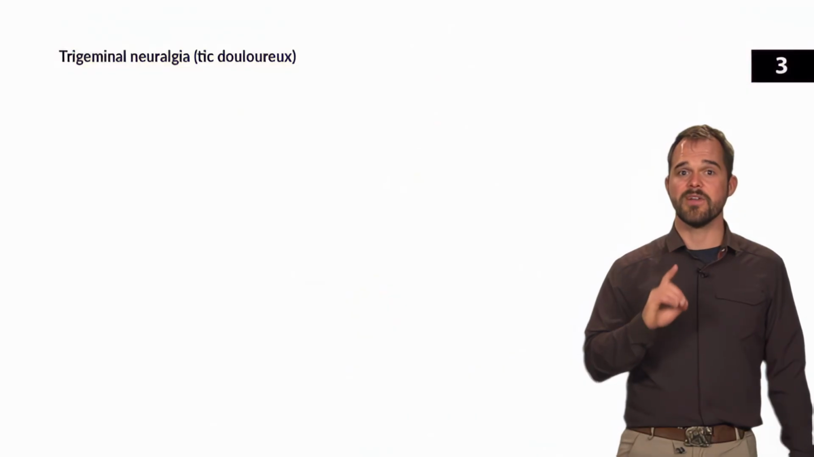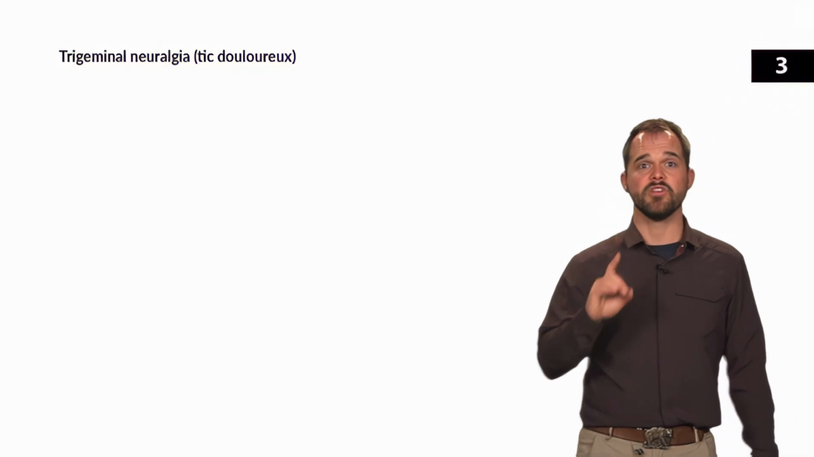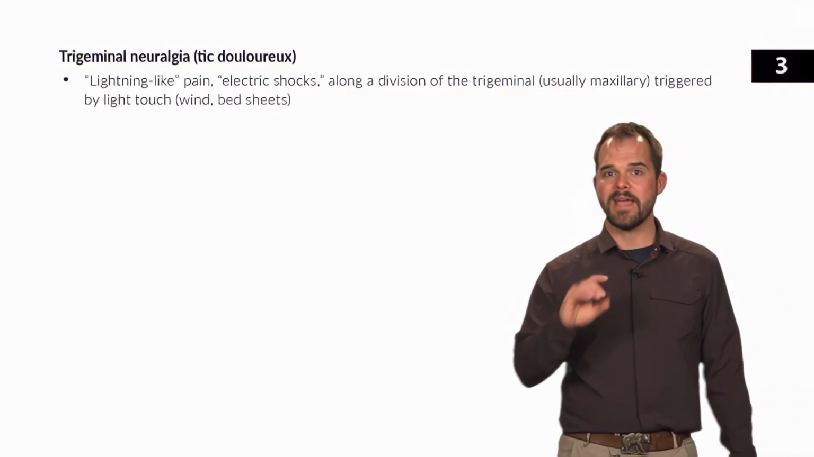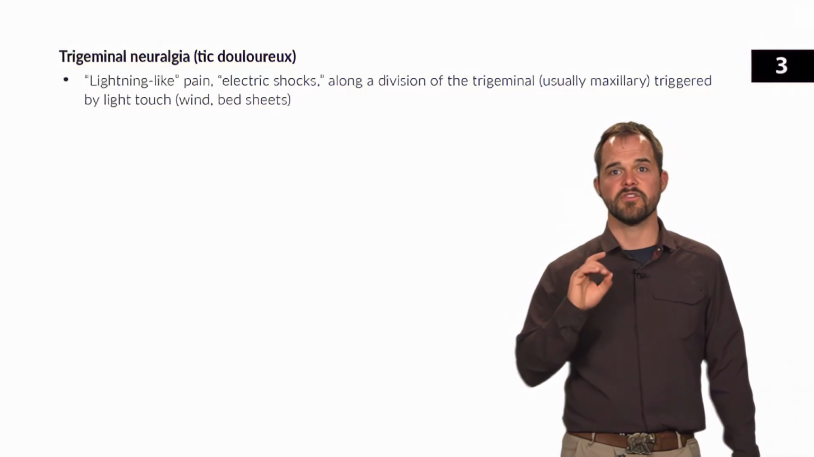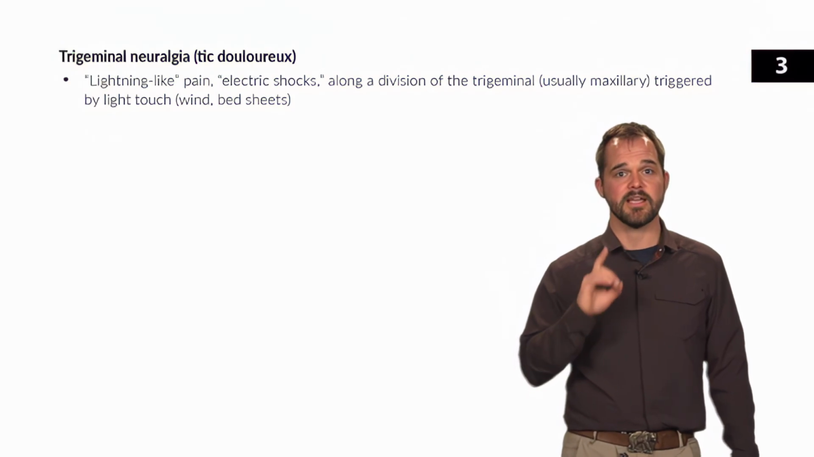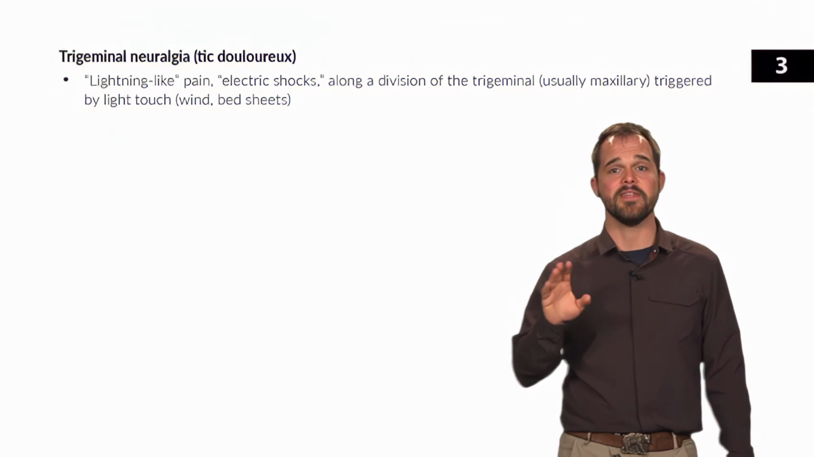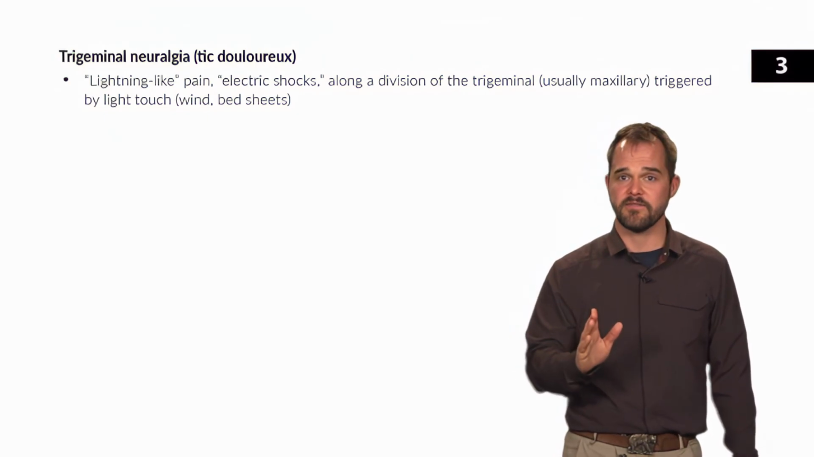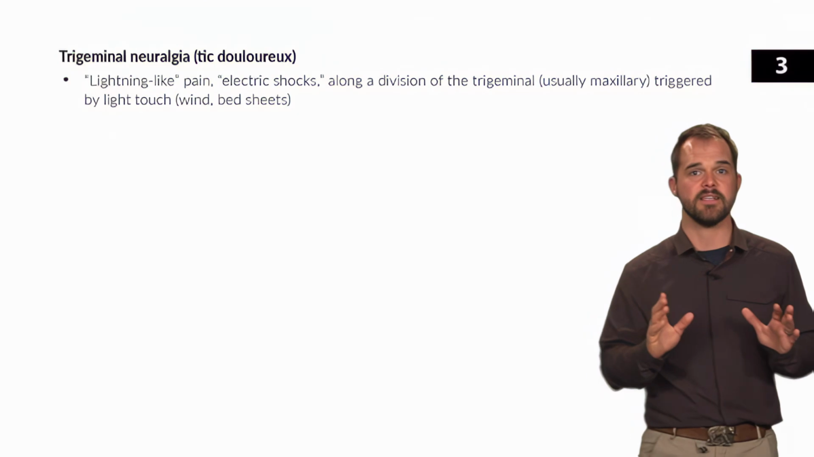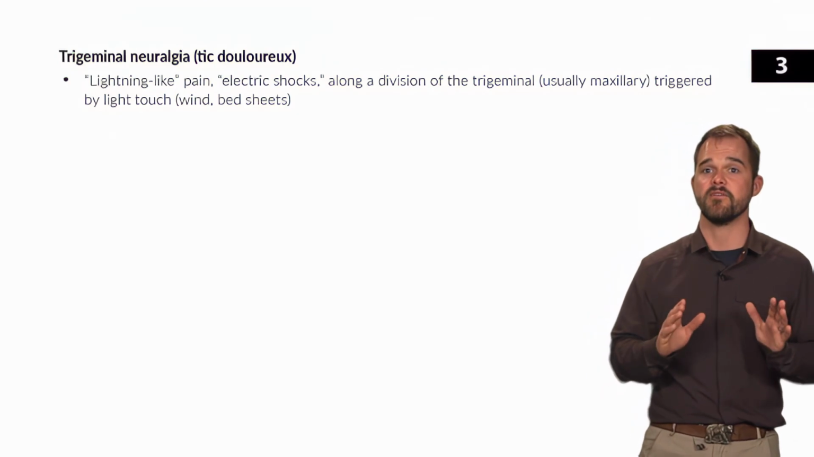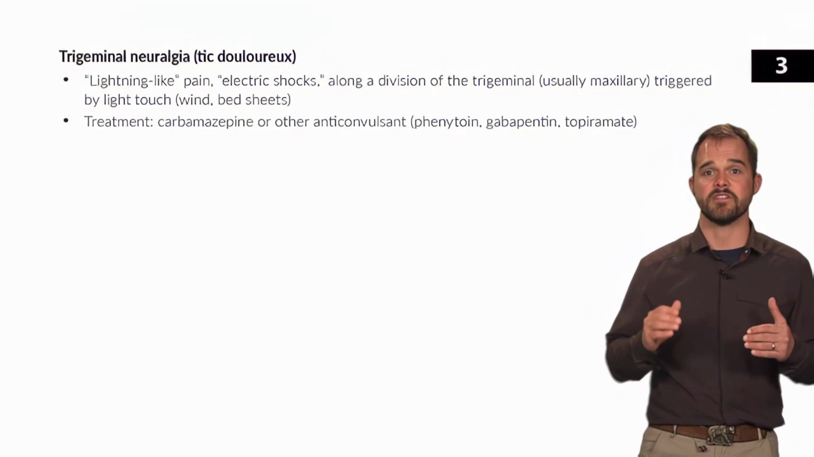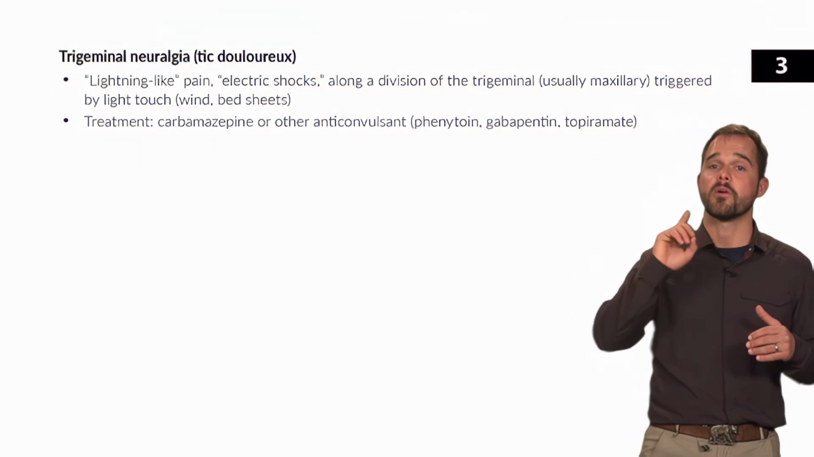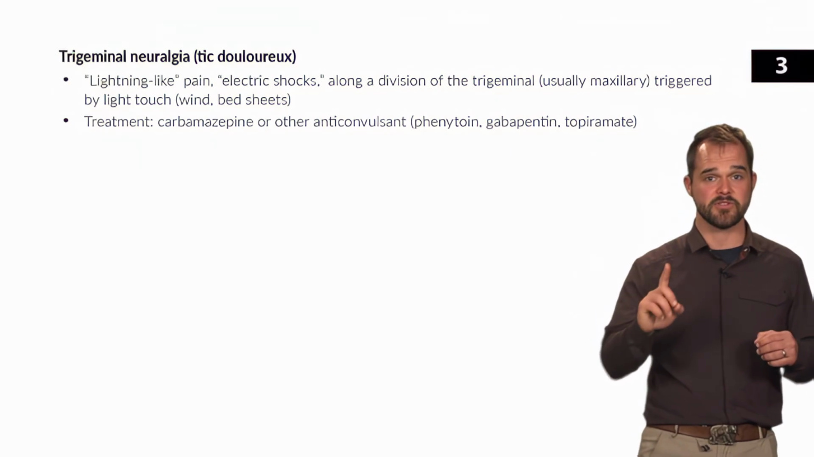Trigeminal neuralgia is known as tic douloureux, and with this one you're going to have a lightning, horrible pain along the division of the trigeminal nerve, usually the maxillary, that's triggered by things like a light touch, wind, bed sheets. It's a very severe pain that's associated with a very light touch, and again we treat this with anticonvulsants like carbamazepine, phenytoin, gabapentin, and topiramate. Refractory cases might have a surgical option.